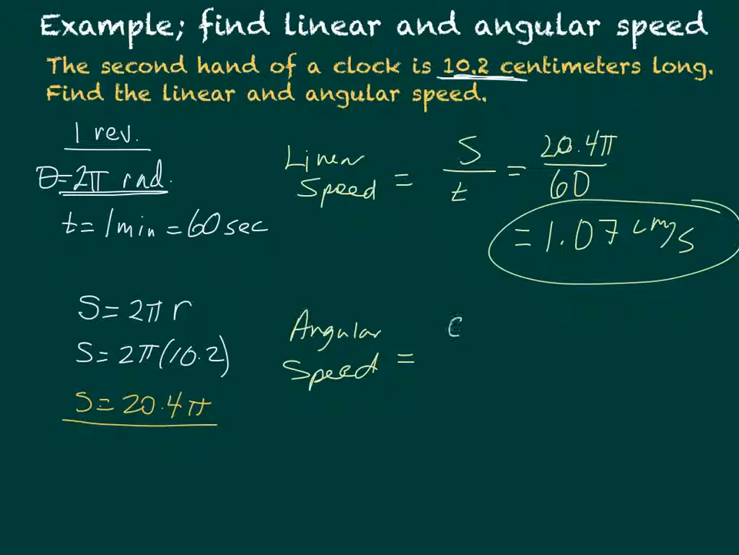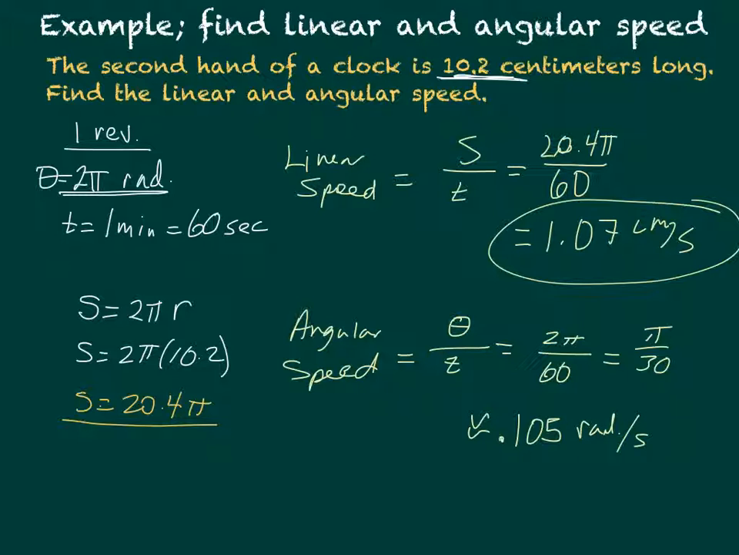Now I want to find angular speed. And that's going to equal my angle measure divided by my time. So that's going to be 2 pi over my time, which is 60 seconds. So if I divide that out, I get pi over 30, which we could also write as 0.105 approximately, and that is radians per second.